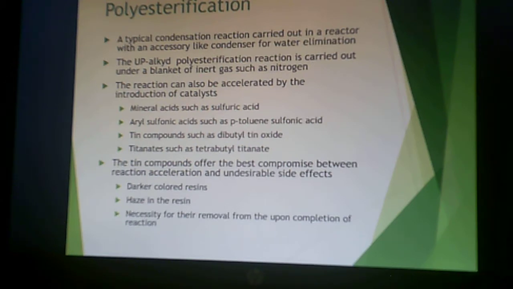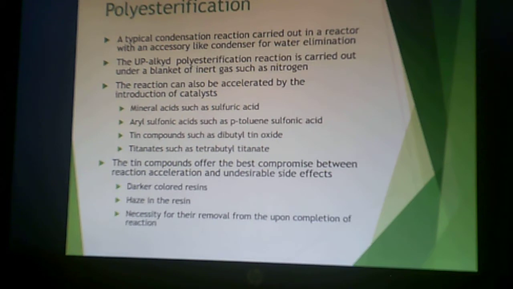You're creating water as a small molecule, you have to pull that off to get molecular weight to form. And this is usually done under a blanket of inert gas like nitrogen that reduces oxidative destruction of that olefinic double bond. This can be accelerated, so you don't need a catalyst, but it can be accelerated. Again, this is a condensation reaction, so they take a long time. So anything that can help the process along, make it go faster, is good.